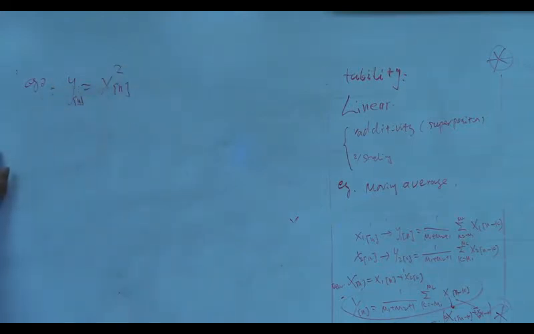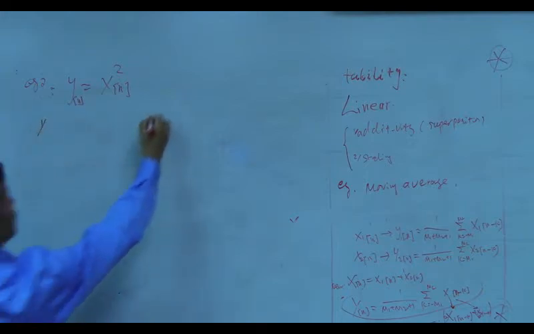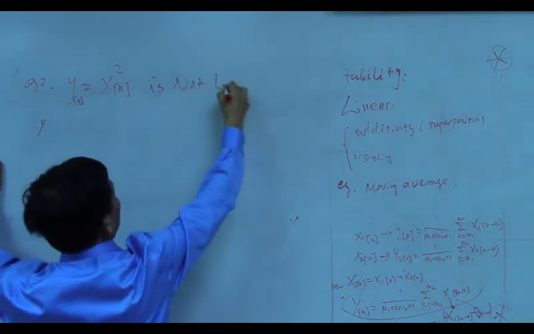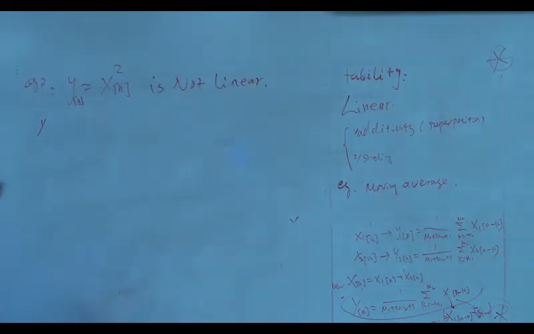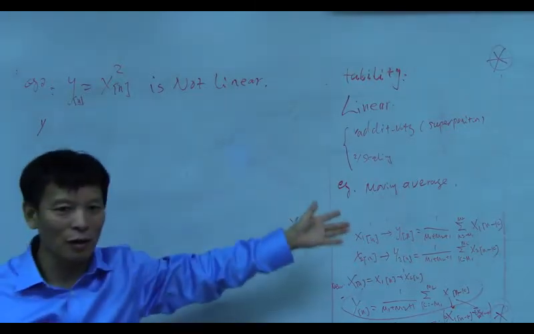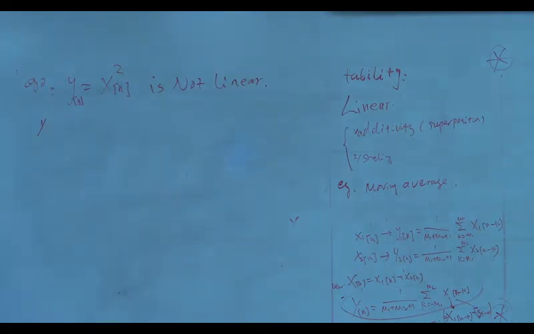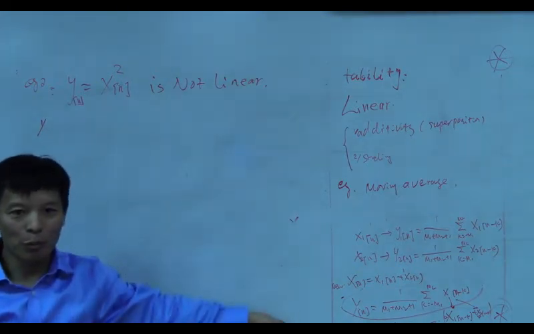Is this one a linear system? First one you guess, is this a linear system? No. Anyone say yes? No one, okay, this is no. So how to prove this? It's not linear. For not linear, you can prove only one. If it does not satisfy additivity, then that's it. You don't need to do another one. If you want to prove scaling, that's fine. If it does not satisfy scaling, that's not linear. Or you can use this method, prove both at the same time.